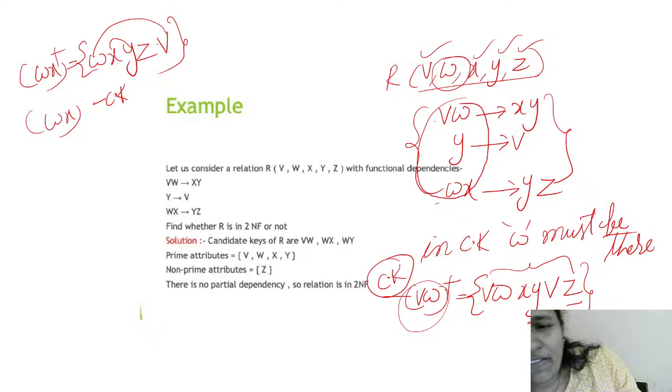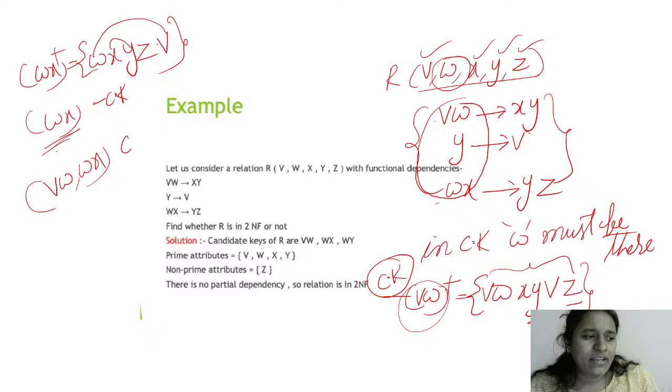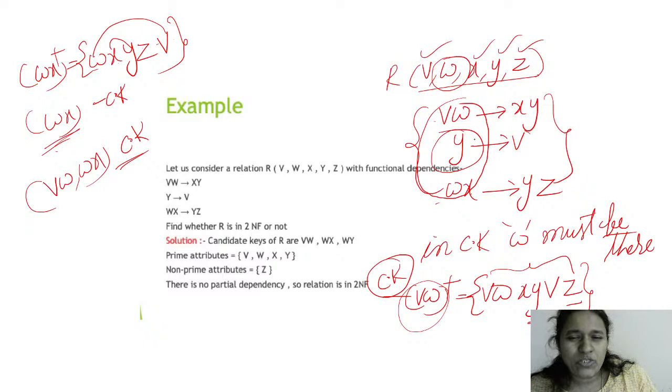Is there any chance of any other candidate key here, friends? Is V or W there on the right hand side of any functional dependency? No. Is WX there on the right hand side of any functional dependency? No. That's why only VW and WX are the candidate keys of the given relation. If we take Y closure also, we don't get all the attributes because W is not there with Y.